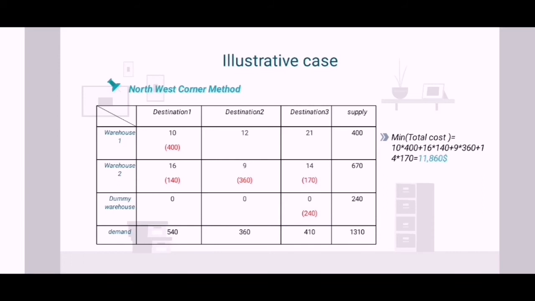For the Northwest Corner method, we start by allocating the upper left cell of the table, which in this case will allocate 400 units for destination 1 from warehouse 1, and the remaining 140 units will be allocated from warehouse 2. Then we multiply each cost by the number of units allocated for the destination. The total cost using this method is $11,860.